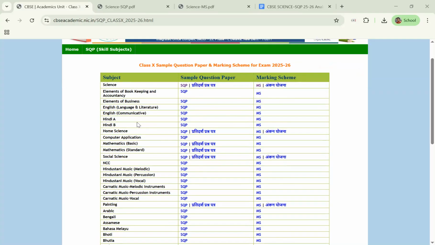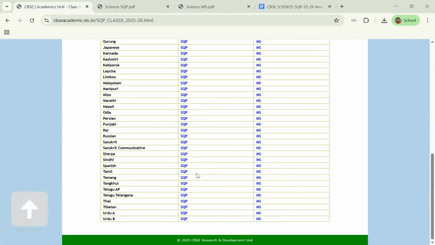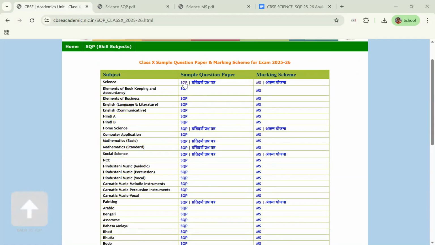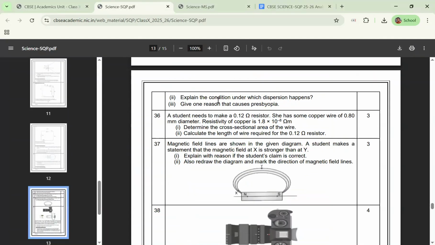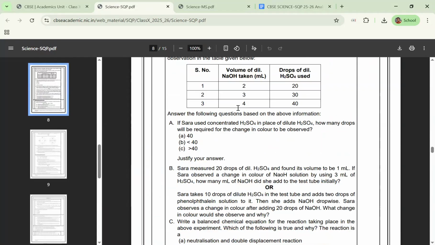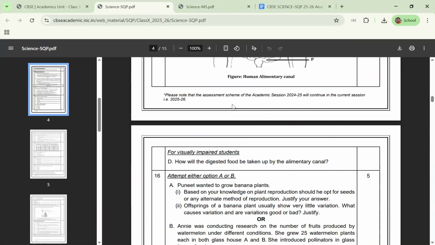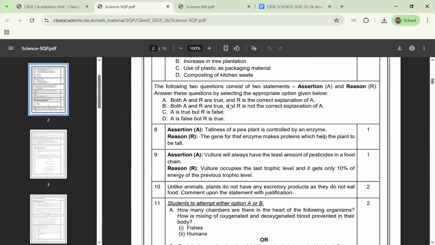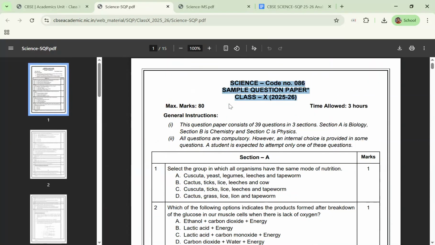You can see there are all the subjects. These are grade 10 sample question papers, all the subjects, their sample question papers along with the marking scheme. So when you click on this, we reach this page, which is the sample question paper of science. So I'm going to give you a detailed analysis of the sample question paper of science for the year 25-26.